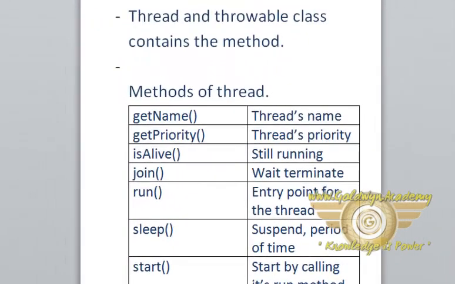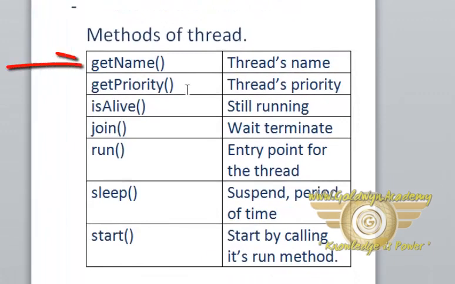Thread and Throwable classes contain many methods. Here is the list of methods. getName is used to get the name of the thread. getPriority is used to get the priority of the thread. isAlive is used to check whether the thread is alive. join is used to wait for termination.